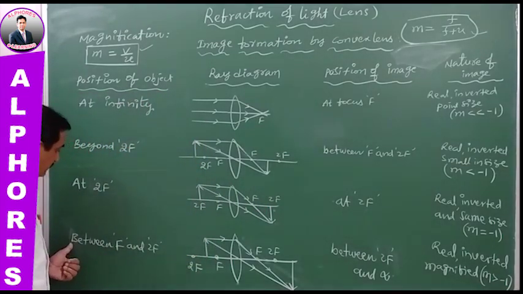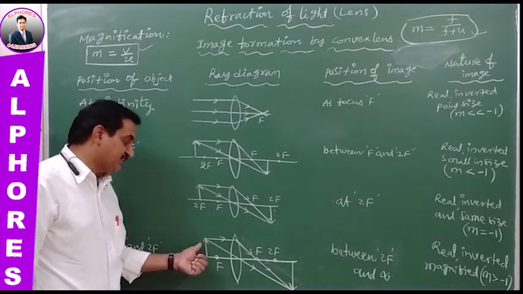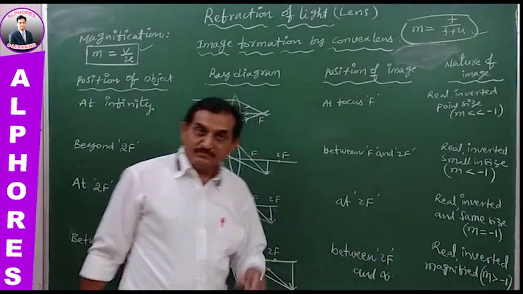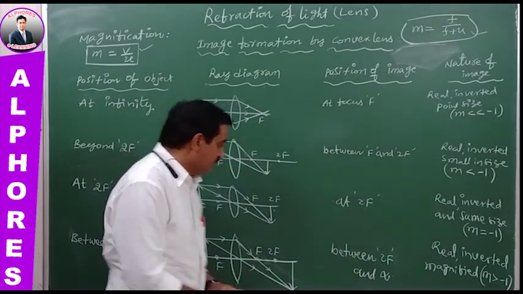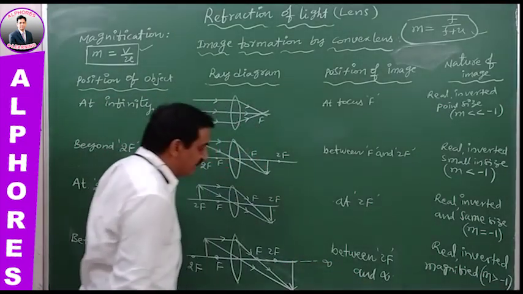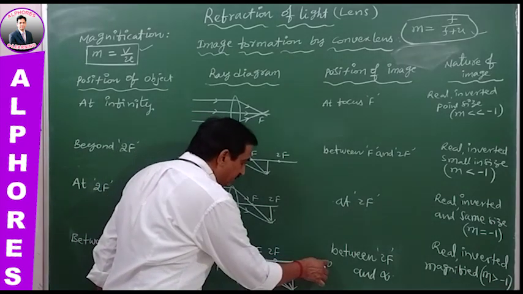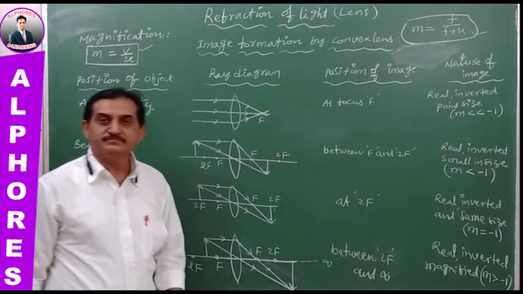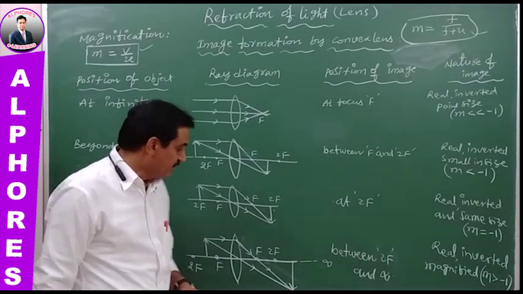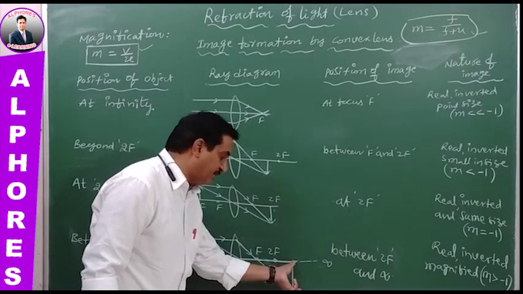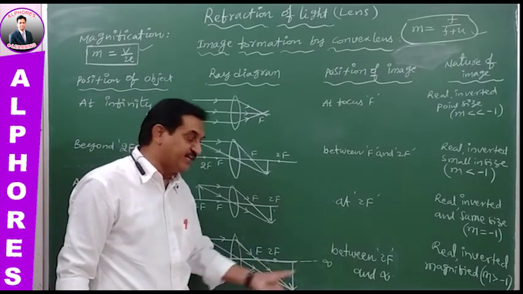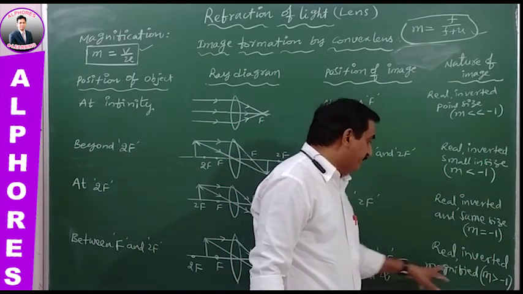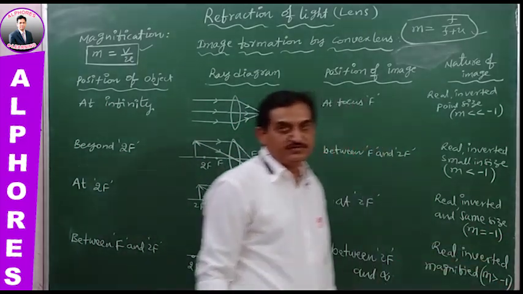And go for another one, between F and 2F. The object is kept between F and 2F, and its corresponding image is formed between 2F and infinity. When we observe, this is inverted, so definitely the magnification is negative. And comparing with the size of the object, it is magnified, big in size. Therefore, in this case, the image is real, inverted, and magnified, M greater than minus 1.